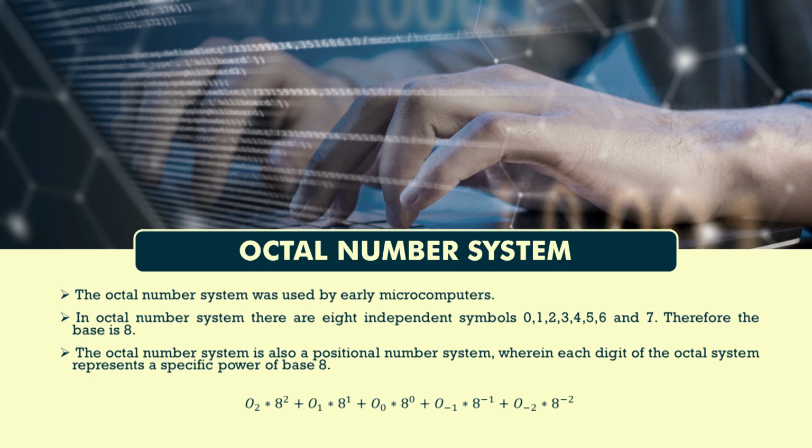I am denoting it as O2 with subscript, the k is 2 and its positional power is 8 raised to 2 or 64, plus O1 into 8 raised to 1 or 8, plus O0 into 8 raised to 0, plus after the octal point we say O minus 1 with a position 8 raised to minus 1, that is 1 by 8, plus O minus 2 into 8 raised to minus 2, that is position is 1 by 64.